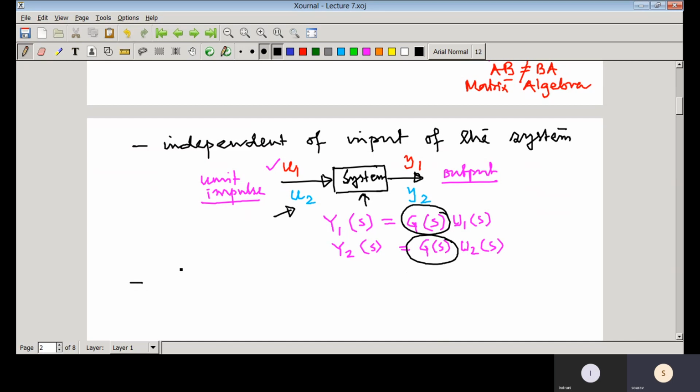And the transfer function, that is G(s), is a function of a complex variable.